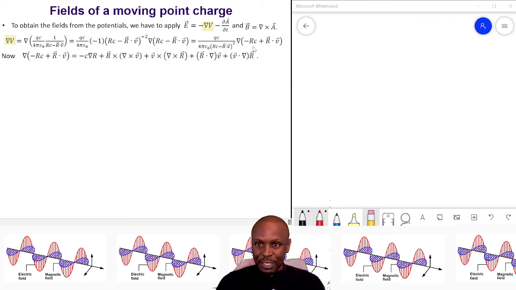Now I want to solve this. What is this? What is this? Now I can write this in terms, I'm going to differentiate, I'm going to leave C and then differentiate the minus R. And then from there I can write this in terms of these vector identities. So this is what I'm going to have for this other term.